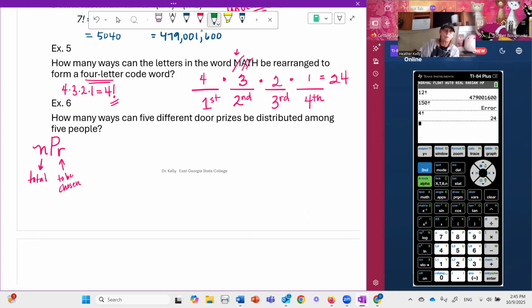This would become, we have a total of 4. N is equal to 4 because there's 4 letters. And R equals 4 because there's 4 spaces to fill.